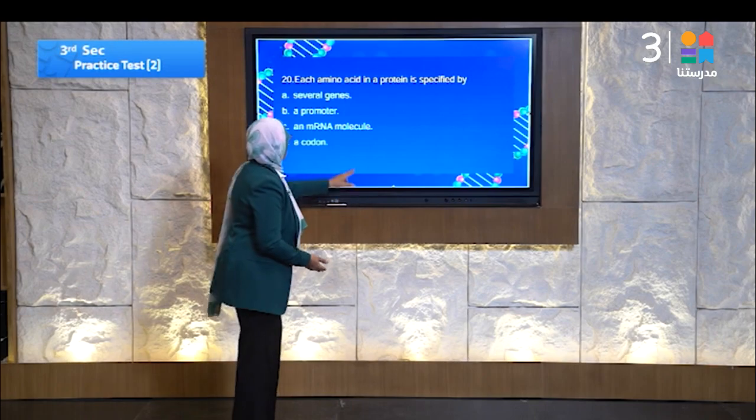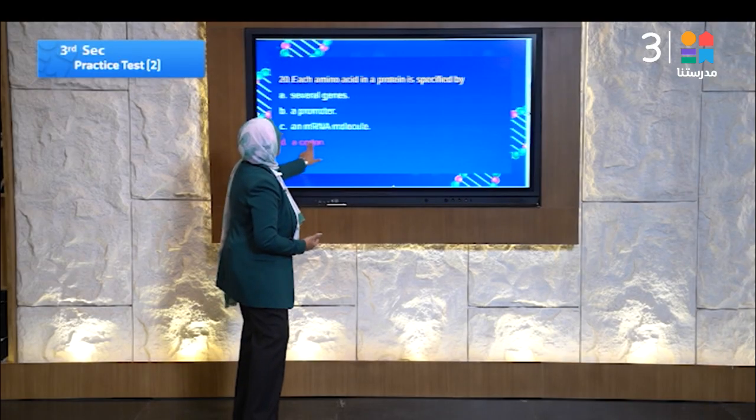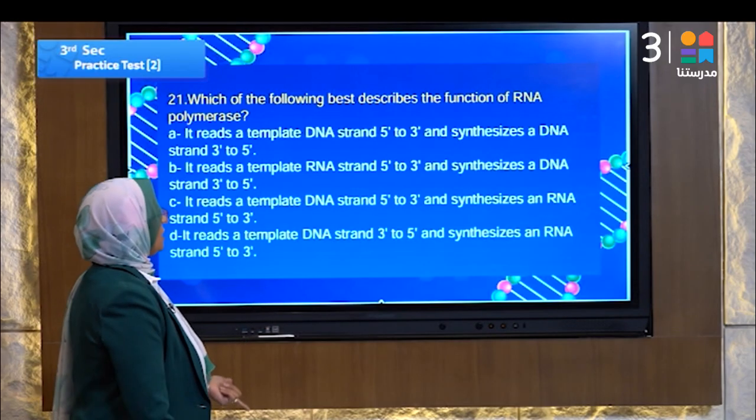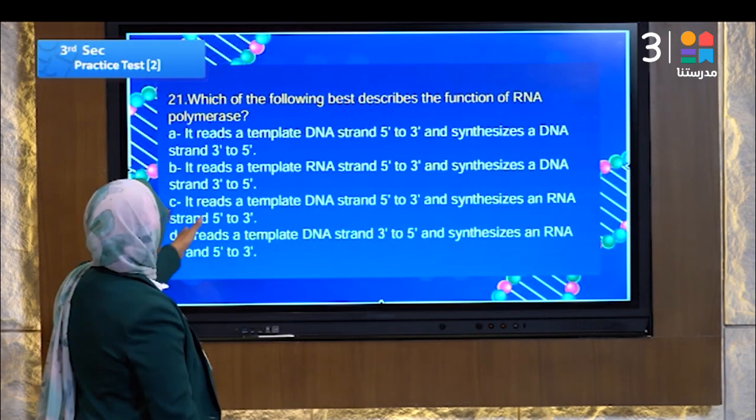Yes. Let's go. A codon. It is needed for protein specification. Let's go to 21. Which of the following best describes the function of RNA polymerase? Polymerase here is an enzyme specified with RNA. Let's go to its function.